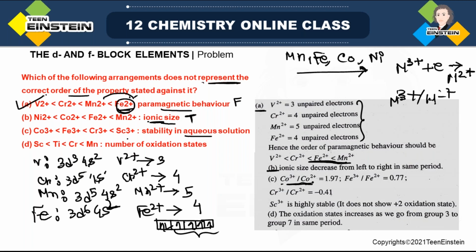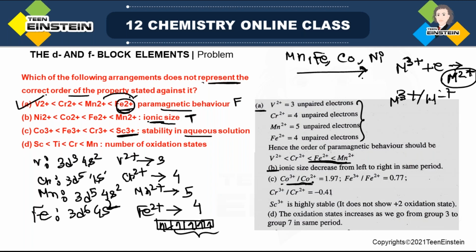Now, this 3+ oxidation state will be stable only when the metal can easily donate electrons. That is, M2+ will donate an electron and be converted to M3+. So if the electron donating tendency of M2+ is very high, then the stability of M3+ will also be very high.